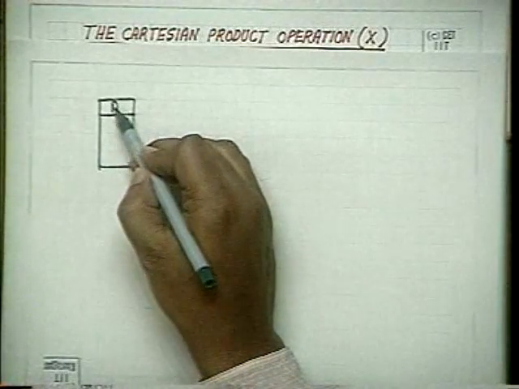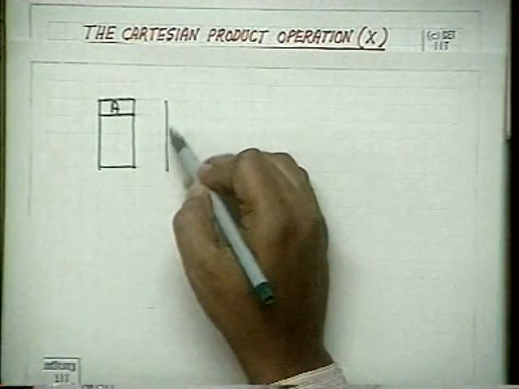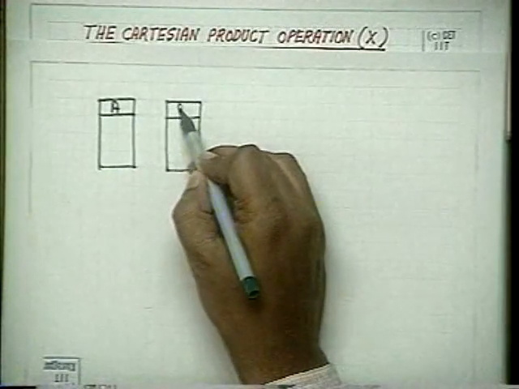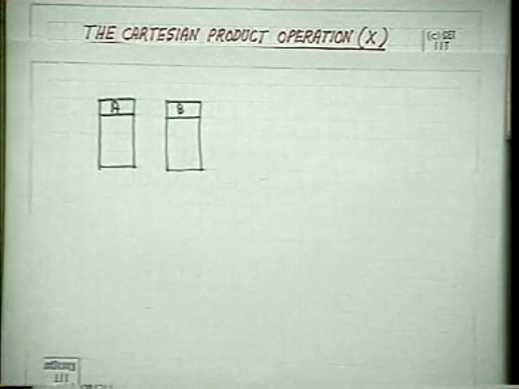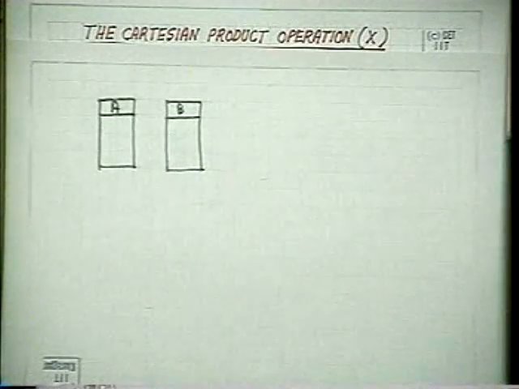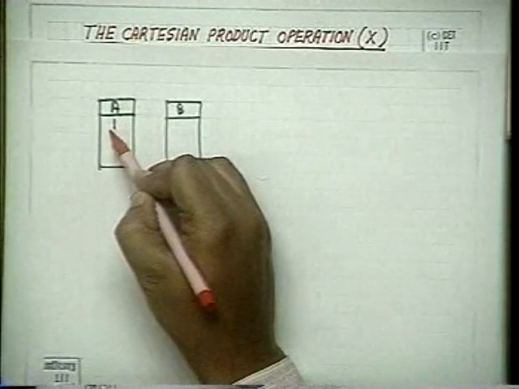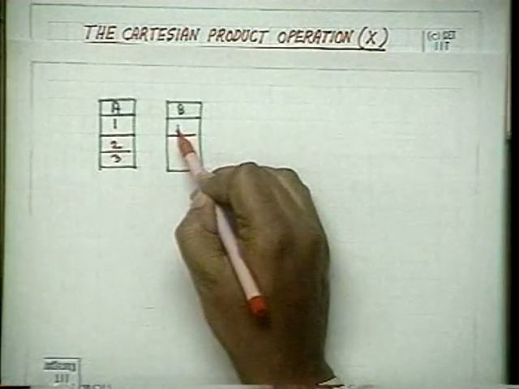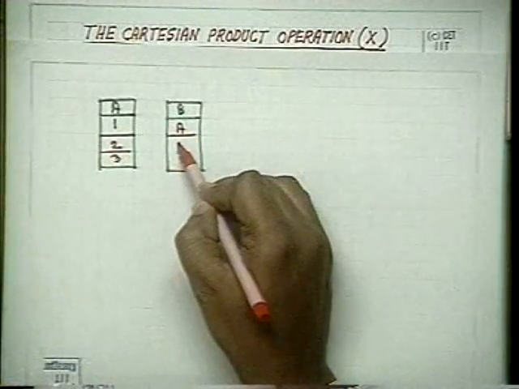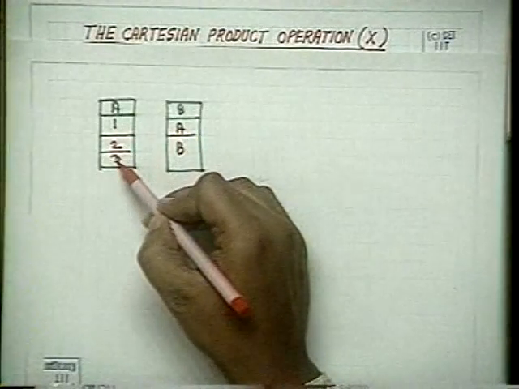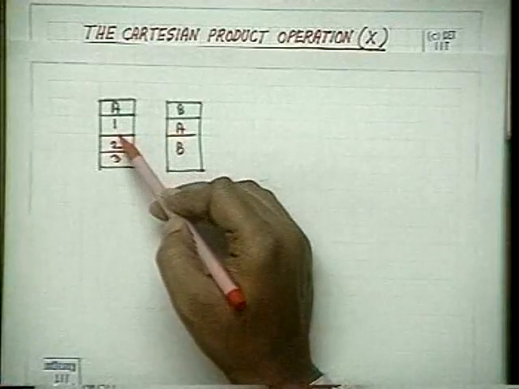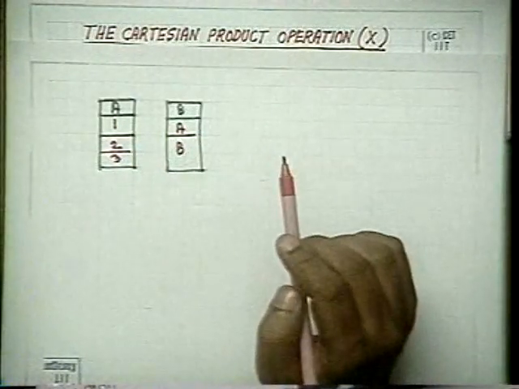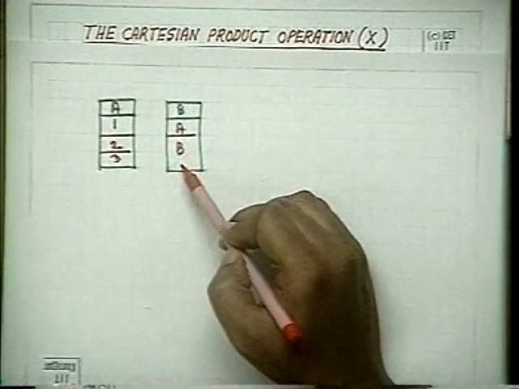One has got attribute A, another has got attribute B, and let the values which are available be: let this have three tuples, one with value 1, one with value 2, and one with value 3, and let this have two tuples, one with value a and one with value b.